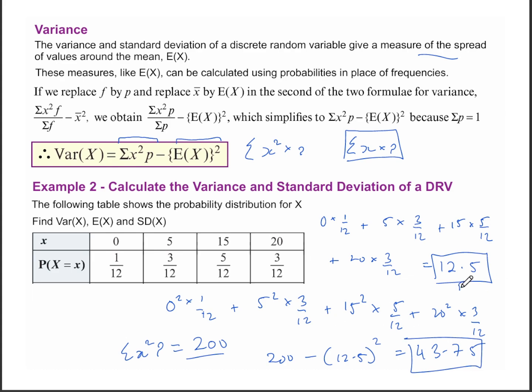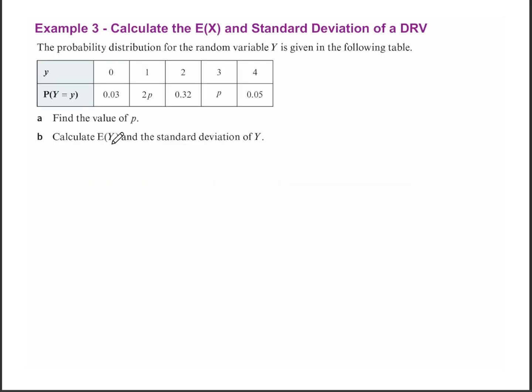So this right here is our expected value of x. This is our variance of x. And to find the standard deviation of x, we will just take the square root of our 43.75, which is our variance of our discrete random variable. The square root of that is just going to be 6.61 to 3 significant figures.